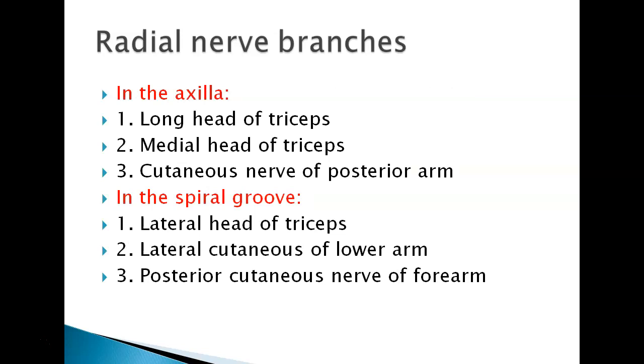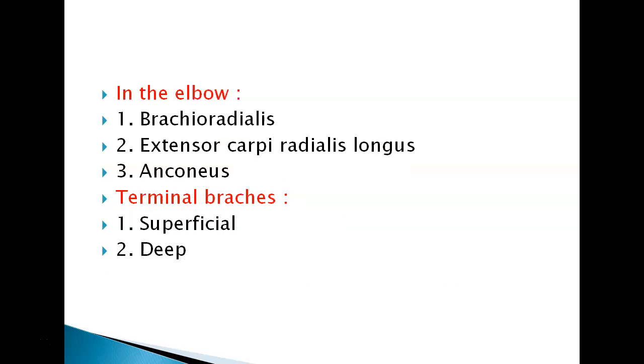Coming to branches, so in different places it gives different branches. In the axilla it gives three branches. They are nerve to long head of triceps, nerve to medial head of triceps, and it gives one cutaneous nerve of posterior arm. Then coming to nerves given in the spiral groove, it gives nerve to lateral head of triceps, lower lateral cutaneous nerve of arm, then posterior cutaneous nerve of forearm. In the elbow, it gives branches to brachioradialis, extensor carpi radialis longus, and anconeus. Finally, it gives terminal branches, the superficial and deep branches. The superficial is sensory, whereas the deep is the motor.